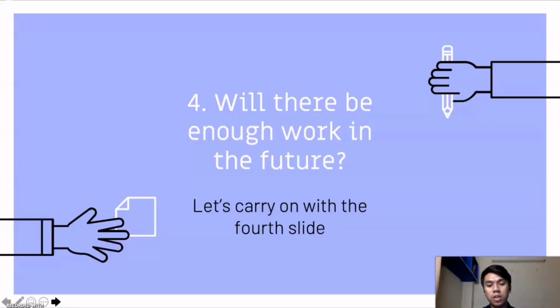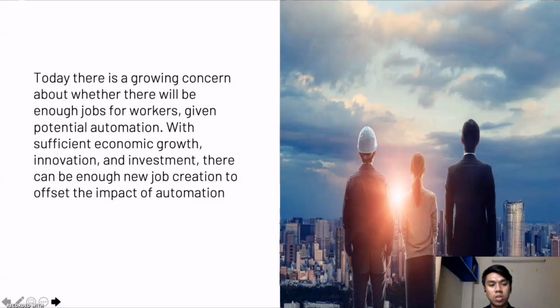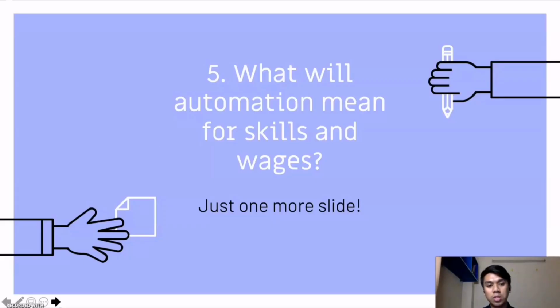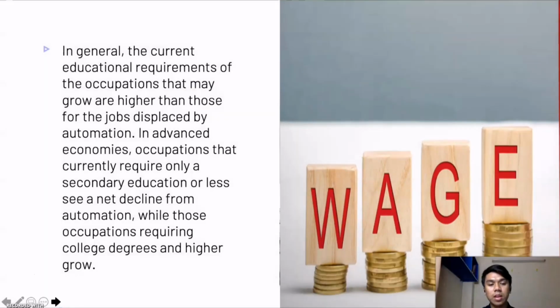Fourth, will there be enough work in the future? Today, there is a growing concern about whether there will be enough jobs for workers given potential automation. With sufficient economic growth, innovation, and investment, there can be enough new job creation to offset the impact of automation. In the last slide, what will automation mean for skills and wages? In general, the current educational requirements of the occupations that may grow are higher than those for the jobs replaced by automation. In advanced economies, occupations that currently require only a secondary education or less see a net decline from automation, while those occupations requiring college degrees see higher growth.